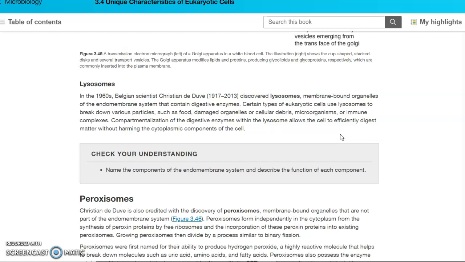We have lysosomes, which are basically little sacs of digestive enzymes, and these enzymes can be used to break down food particles or damaged organelles or ingested bacteria or other cellular debris, or they can be released and kill the cell if it becomes damaged.